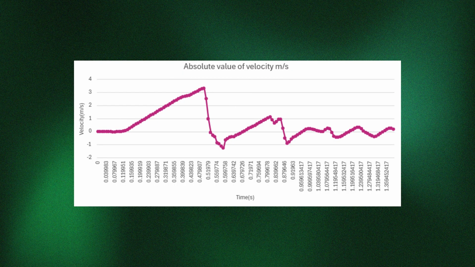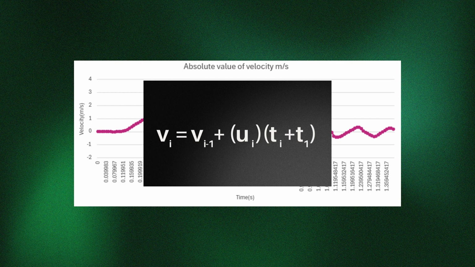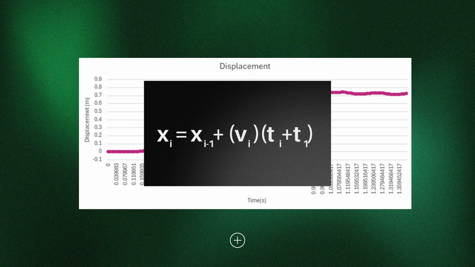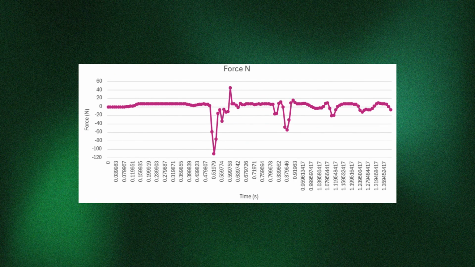The velocity graph is then derived from the acceleration graph by using this formula. The position graph is then derived by using this formula. The force graph is the acceleration graph times the mass, which is 0.763 kilograms. This is the total of the iPad plus the device, which are 0.460 kilograms and 0.263 kilograms respectively.